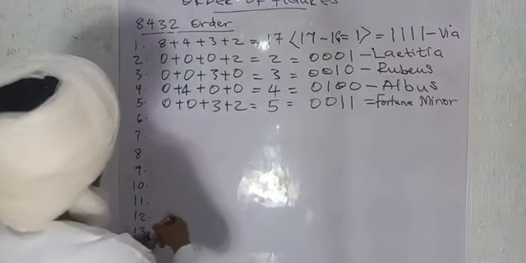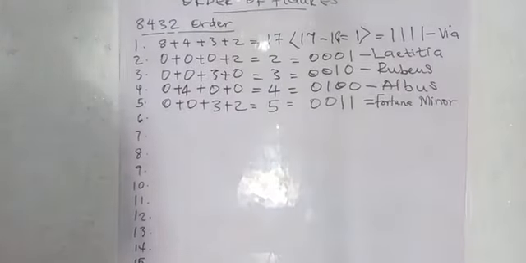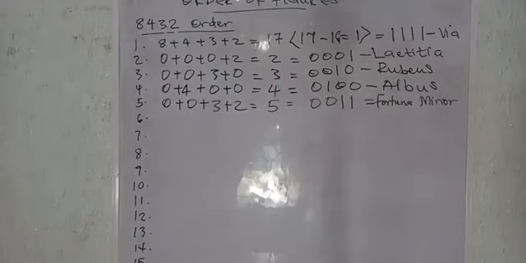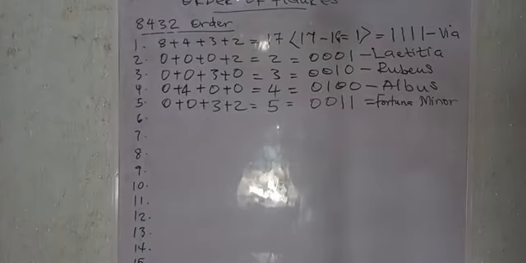Now 6. What figures must be added to give us 6? Somebody should type from the viewers. What are we going to add up to get 6?